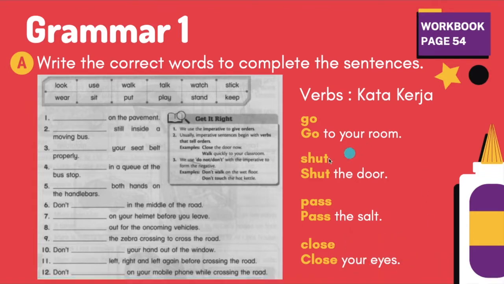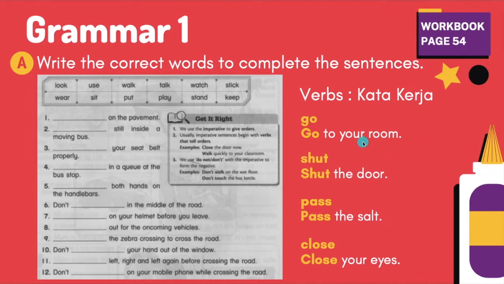Okay? When you want to use it in the negative form, we use don't or do not. For example, if you look here, examples, don't walk on the wet floor. Jangan jalan di atas lantai yang basah. Next, don't touch the hot kettle. Jangan sentuh cerek yang panas.